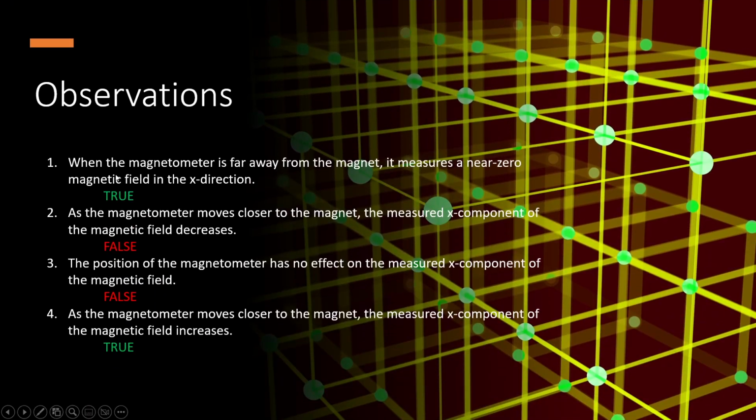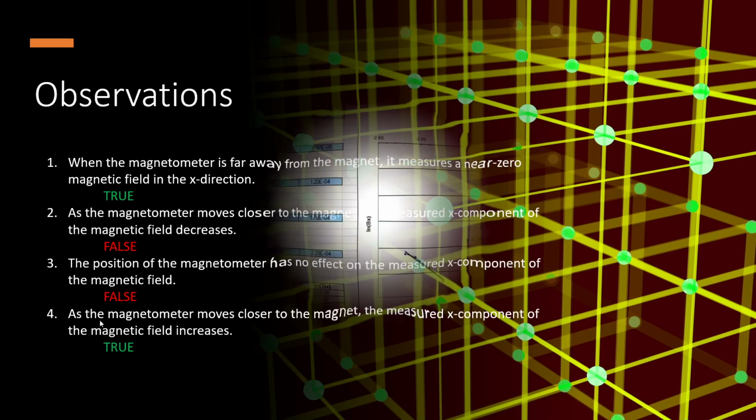Observations we made in this lab, I'm going to go over the true ones. When the magnetometer is far away from the magnet, it measures near zero magnetic field in the x direction. We found that to be true. And as the magnetometer moves closer to the magnet, the measured x component of the magnetic field increases. We found that to be true as well.